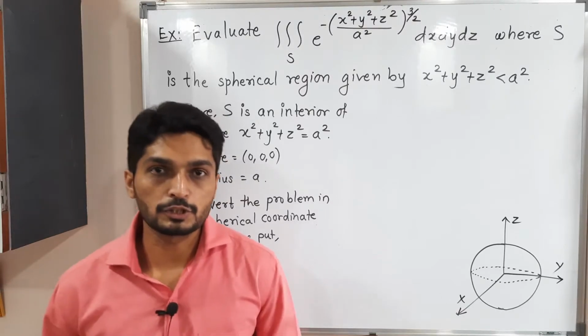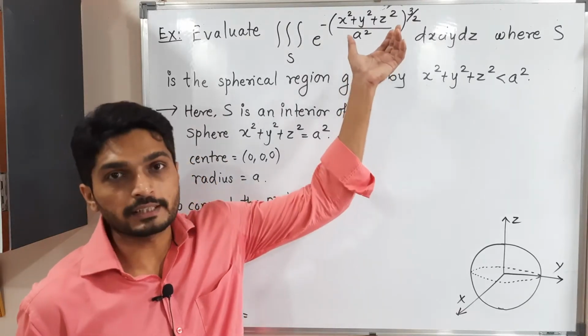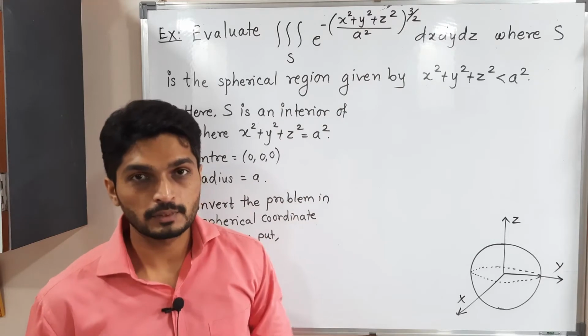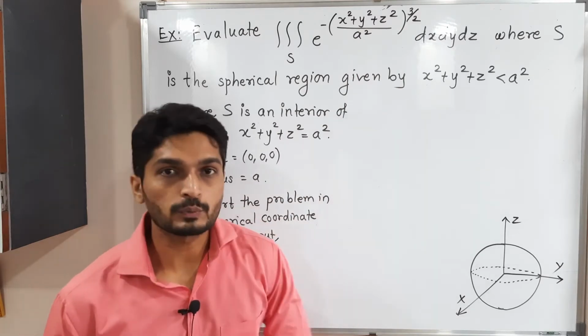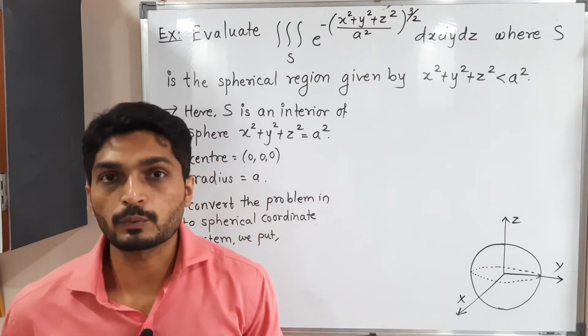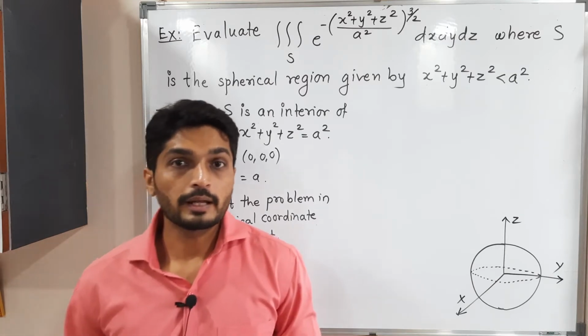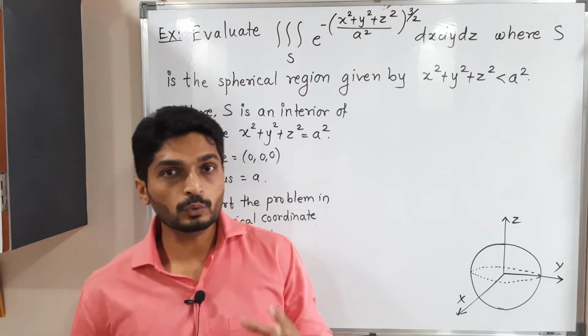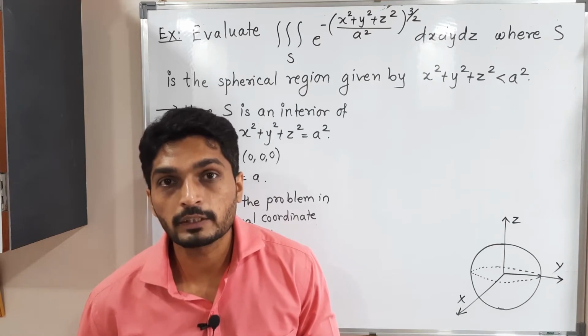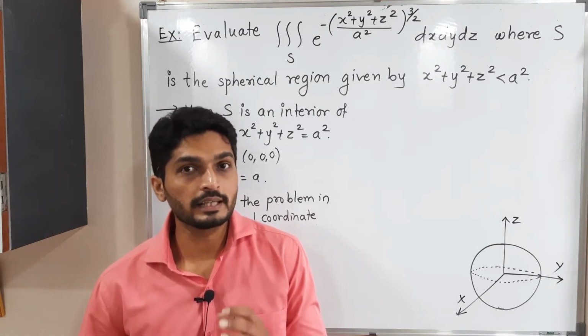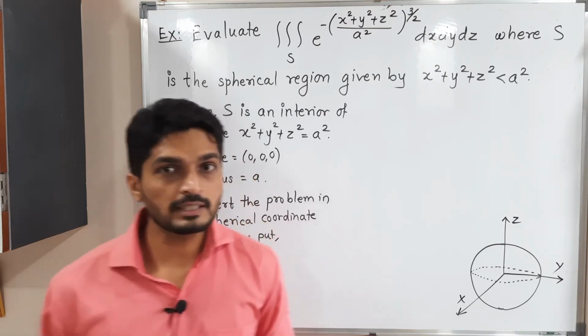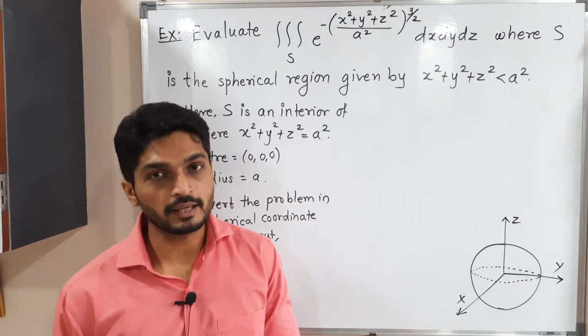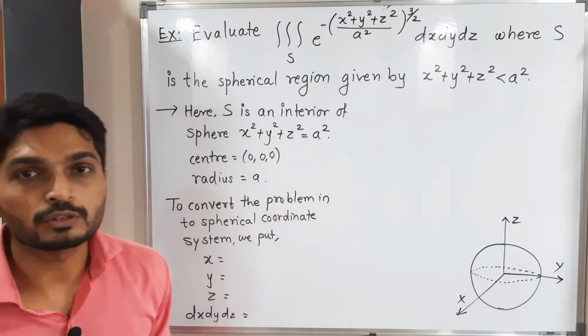Example of triple integration. Okay, so we have to solve this integration, and the region S is x square plus y square plus z square less than a square. We have strictly less than. That means interior part. If I consider equality, we will have the equation of a sphere. So this is the interior of a sphere having center origin and radius a. Already I have mentioned all these things here.